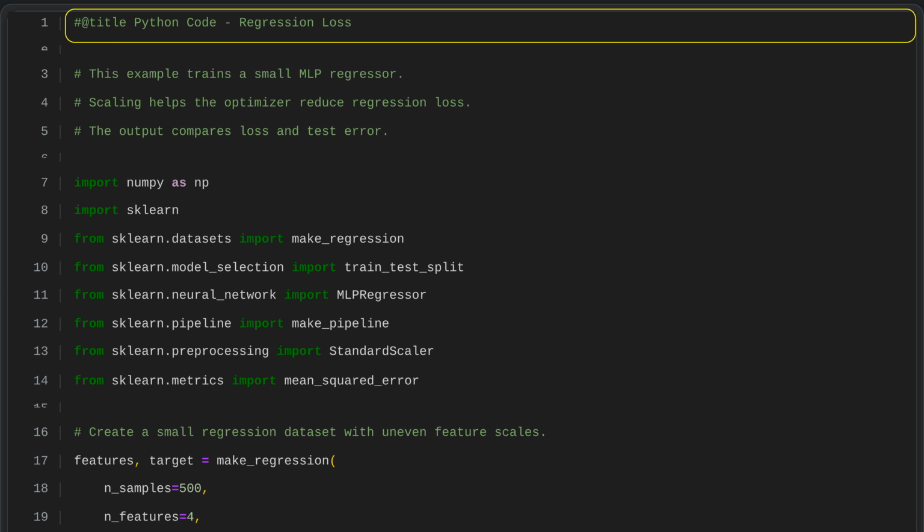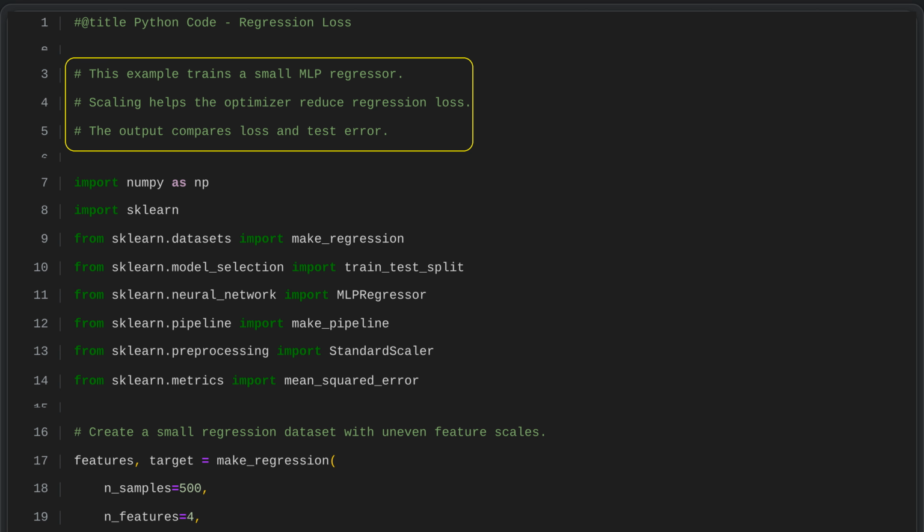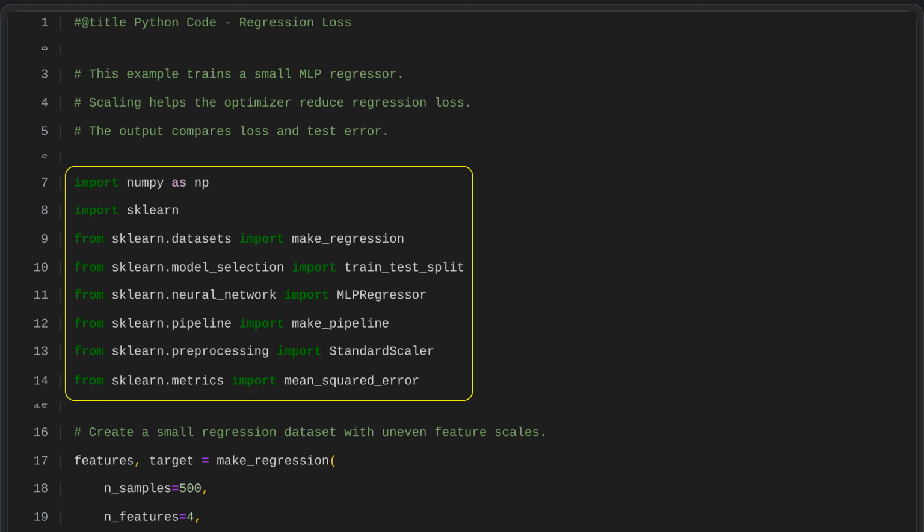Python code, regression loss. This example trains a small multi-layer perceptron regressor and shows how scaling can help the optimizer lower regression loss. It then compares the resulting loss and test error.